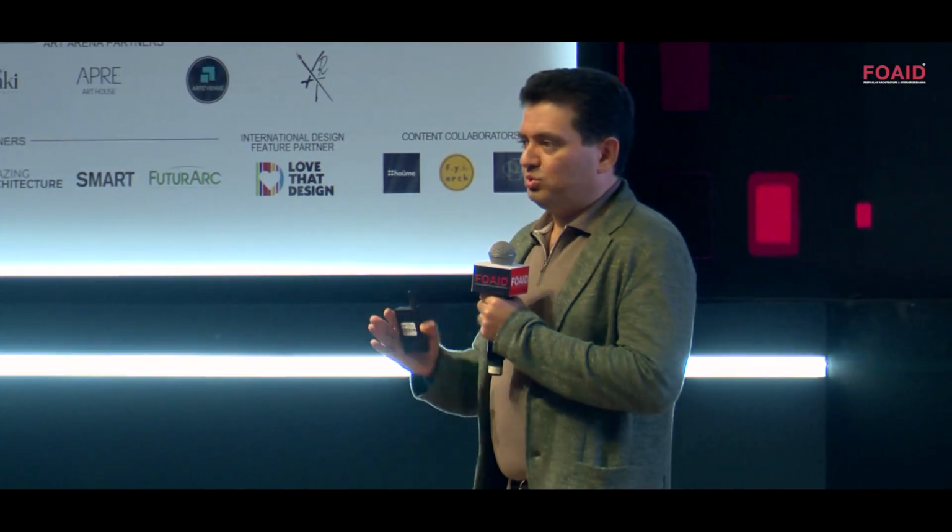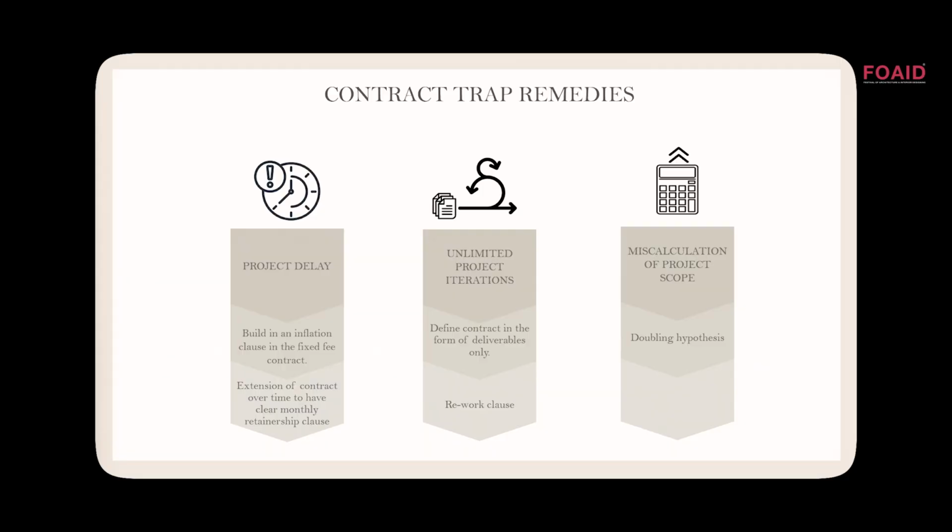Miscalculation of the scope of the project, the doubling hypothesis. Whatever you do, just calculate double the amount of time than you have actually calculated for the project. Once you just double the time, you're in safer territory, so that even if it goes beyond a certain scope, you still have the bandwidth for making your profit.